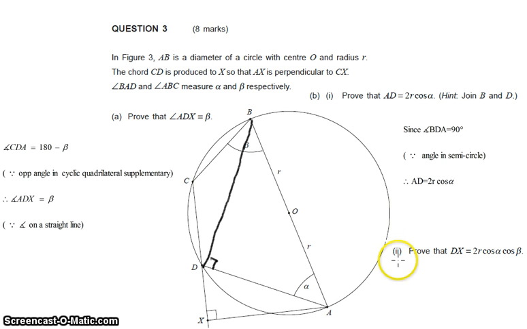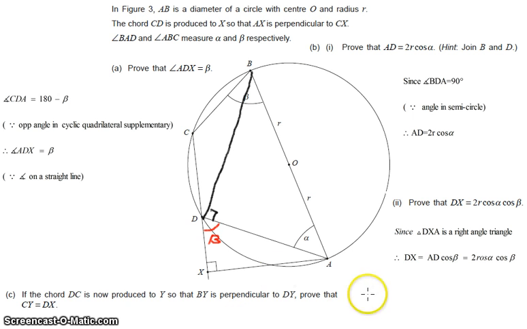Now we move on to part 2, and you have to prove DX is equal to 2R cosine alpha cosine beta. And this is again not too difficult, as we know this is a right angle triangle. So therefore DX is equal to AD cosine of this angle. And this angle is already known from part A, and is equal to beta. Hence, DX is equal to AD cosine beta. And AD is equal to 2R cosine alpha. Hence, we obtain this outcome.